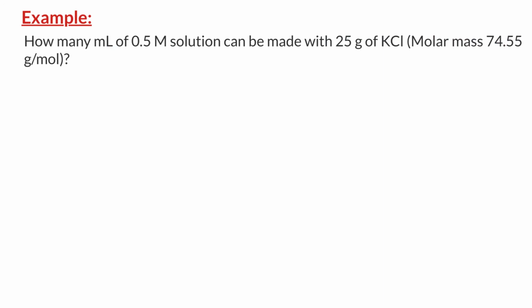Example 3. How many milliliters of 0.5 molar solution can be made with 25 grams of potassium chloride? The molar mass is 74.55 grams per mole. Let us write down the formula first. Molarity of potassium chloride is equal to the number of moles of potassium chloride divided by the volume of potassium chloride solution in liters. Let us see what is given in the question.